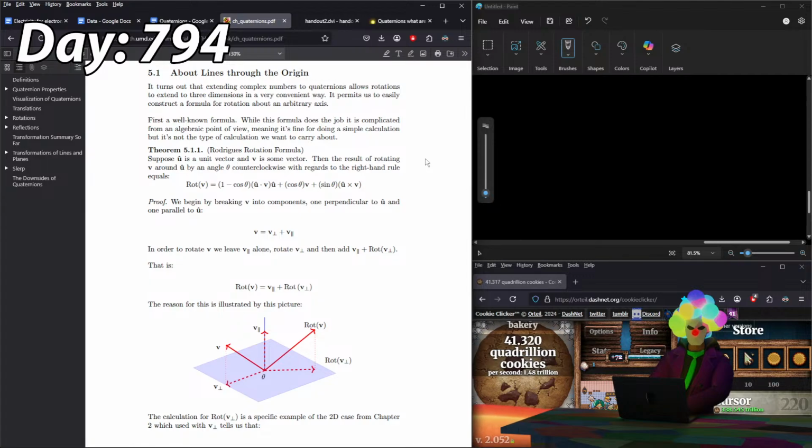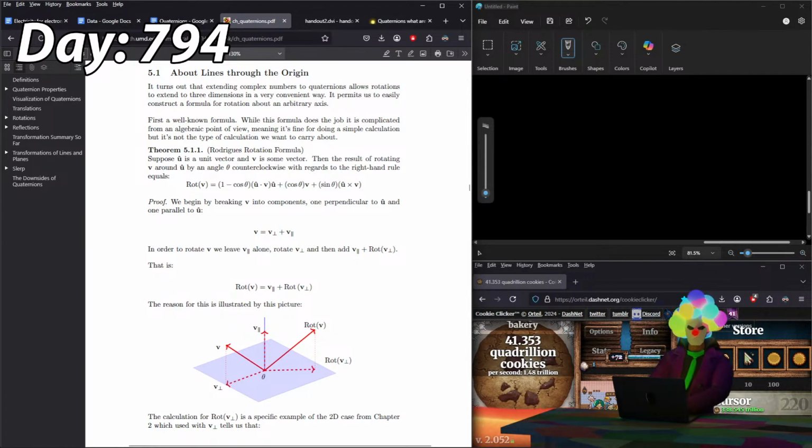Then the result of rotating v around u by an angle theta counterclockwise with regard to the right-hand rule equals: rotation of v is equal to (1 minus cosine theta) times (u dot v) times u plus cosine theta v plus sine theta u cross v. Wait, no, that's dot, and that's cross v, okay.